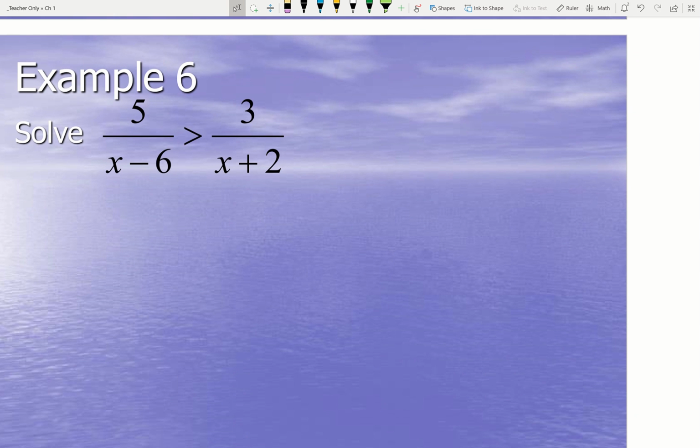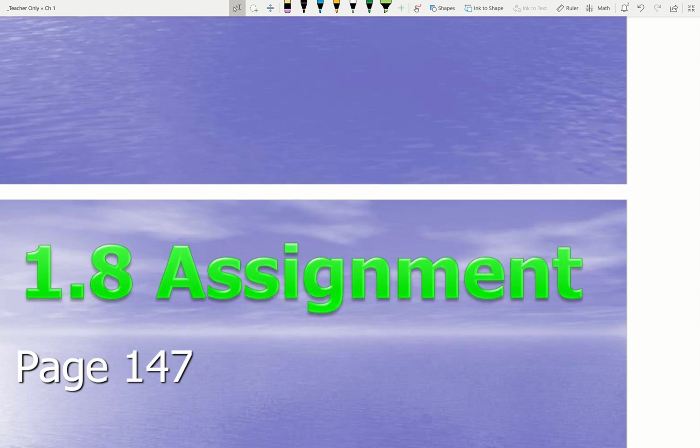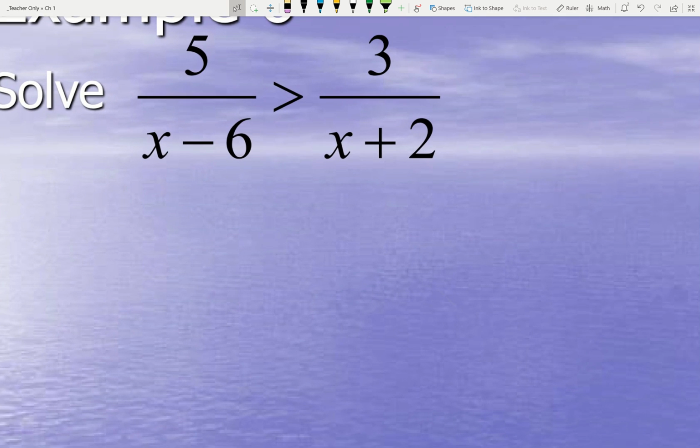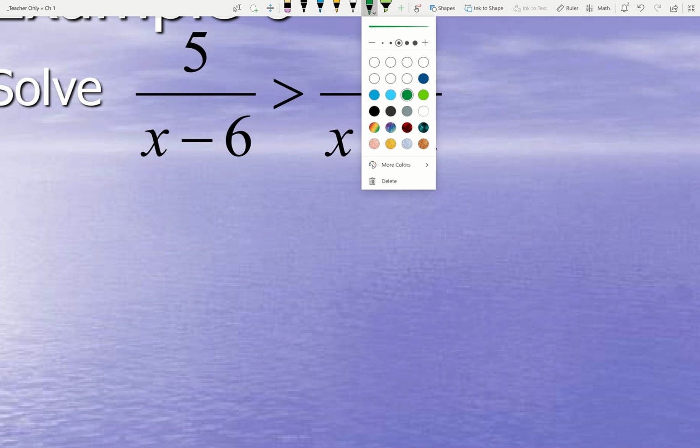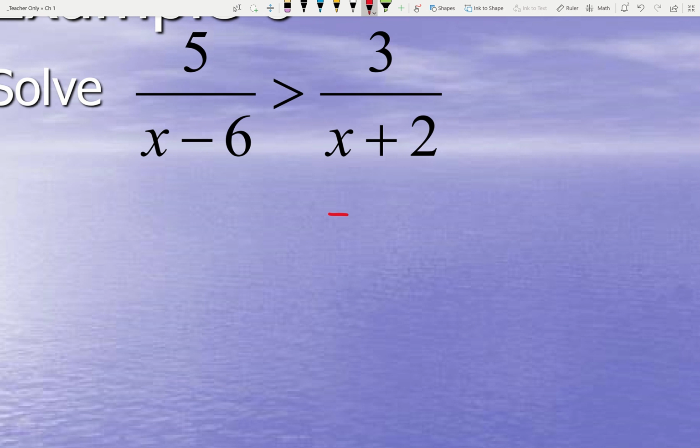All right, I just want to do one more example and then we'll call it a video. I know that this is going to be a long one, but hang in there. So again, what we want to do here is instead of doing an operation to both sides, collect everything to one side and then find a common denominator. So I'm going to go ahead and do that here. I'm going to subtract my rational expression on the right from both sides.